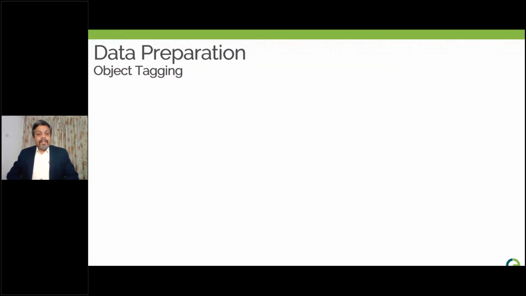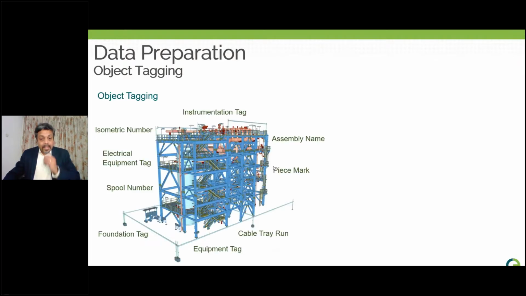Object tagging. Data preparation is very important for the success of the project and data management. It is very important to have an object tag, a unique object identifier for a construction object. This is a completely different topic which will come under data preparation. But to do proper data management, object tags are mandatory.